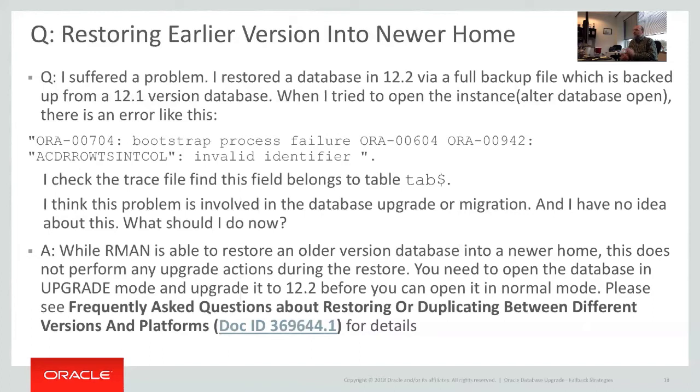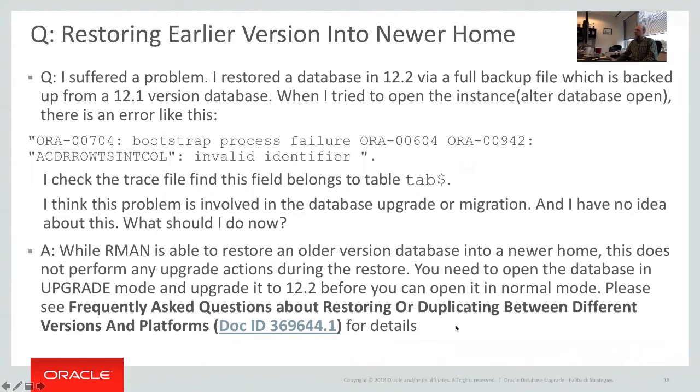So what happened? Well, I think what happened, and this is speculating based on what we have in this question, but I'm pretty sure what happened here is a case that is not uncommon. And that is that when you restore an older version database with a newer version of RMAN, that will work. And it's a great way to migrate to a new server and then upgrade the database. But you do have to upgrade the database before you open it.